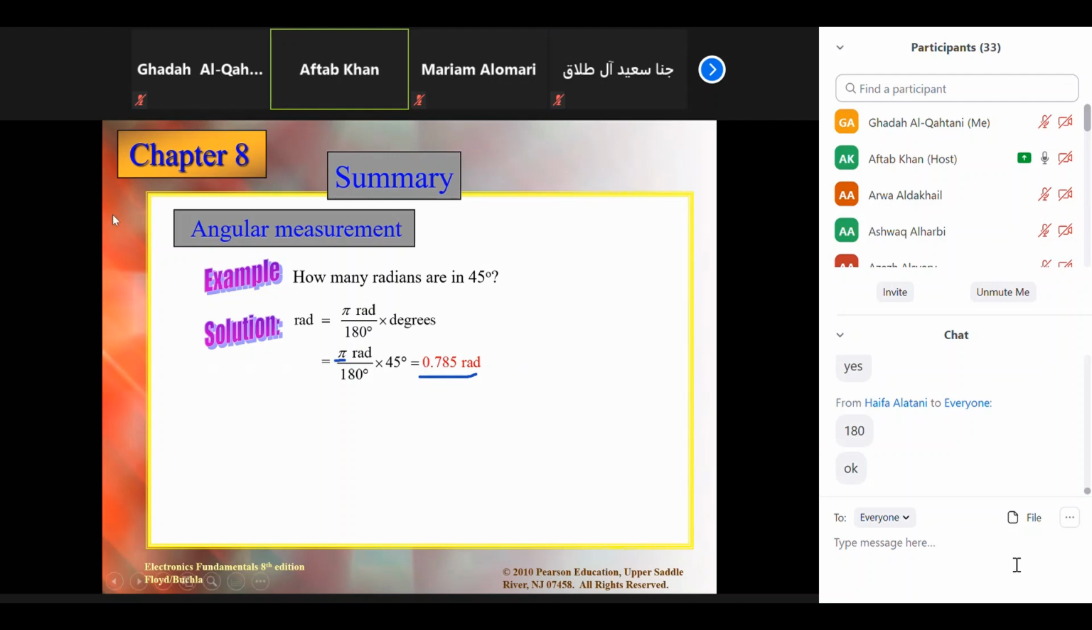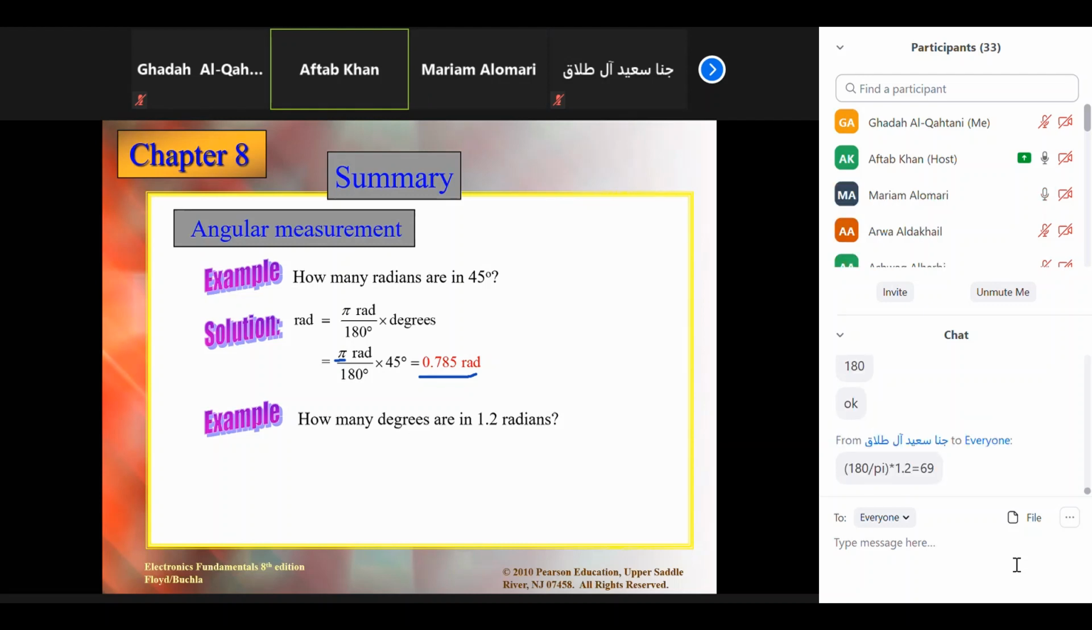All right, now how many degrees are in 1.2 radians? Because we want degrees, the formula will be 180 over pi multiplied by the radians. This is the way, so we can find this one as well. Clear?